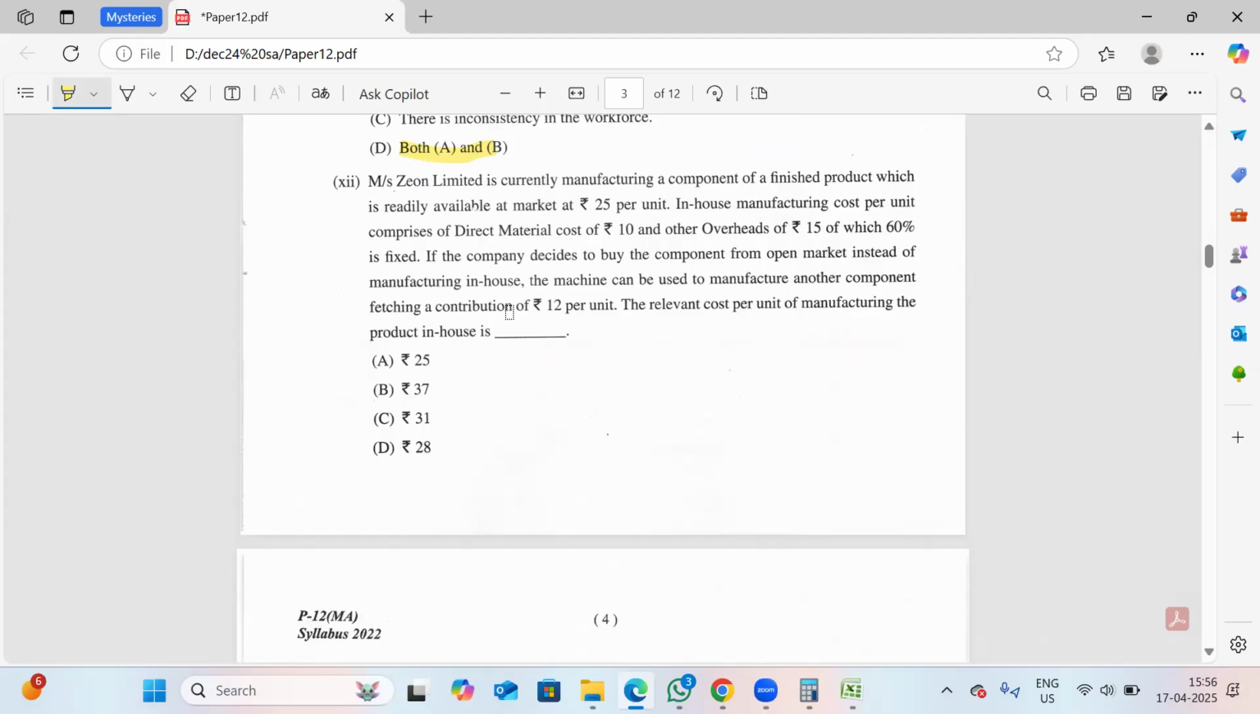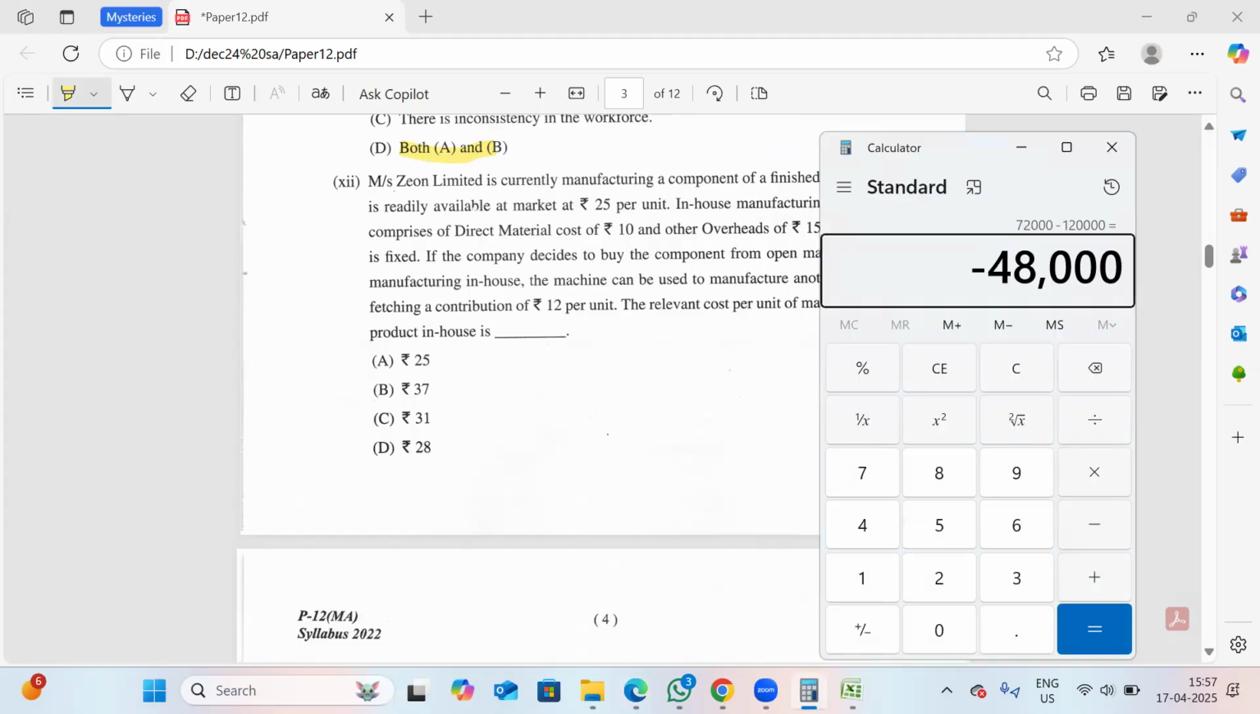So here, the cost to be incurred is 10 rupees, and other overheads, that is 15. Out of 15 rupees, 60 percent is fixed. So 15 into 60 percent means 9 rupees. 9 rupees is fixed, so my fixed overhead is 9 rupees. So my variable overhead is 6 rupees.